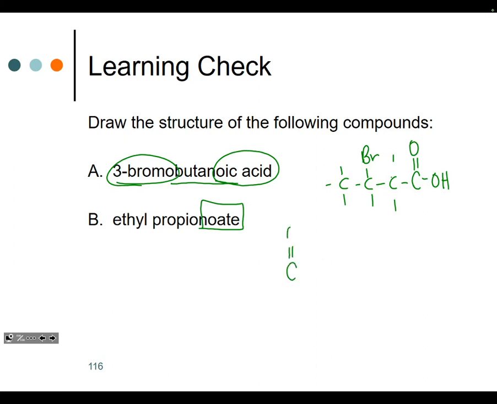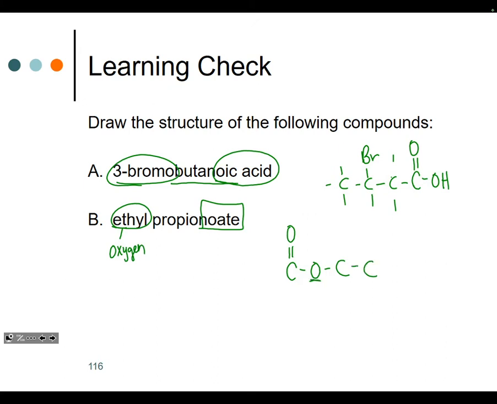I go ahead and I draw that, because that's what makes it an ester, that COOC. Now, the ethyl, remember, name your oxygen side first. So this came from my oxygen side, and that means 2. So here's my oxygen side.